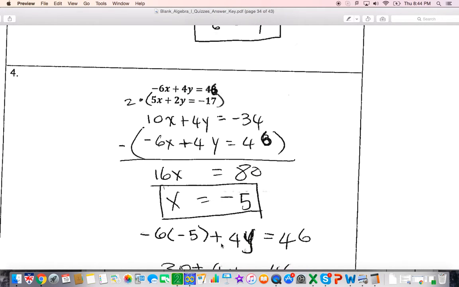Okay, finally, number 4 was the hardest one, and also there was a typo, so please make sure. Here you should have 46 and not 43.